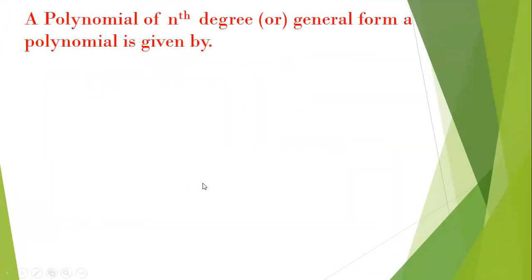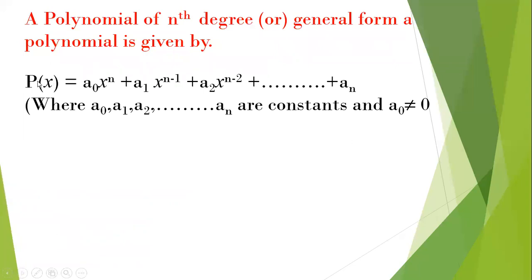Okay, I will give some more. Now, if the degree is known, how can we write a polynomial using its degree? So a polynomial of nth degree, or general form of a polynomial, is given by, let us observe, this is a polynomial p of x. It is defined in terms of x. So nth degree of the polynomial: a0 x power n plus a1 x power n minus 1 plus a2 x power n minus 2 plus a3 x power n minus 3 up to the last, an. An is some constant. Okay.